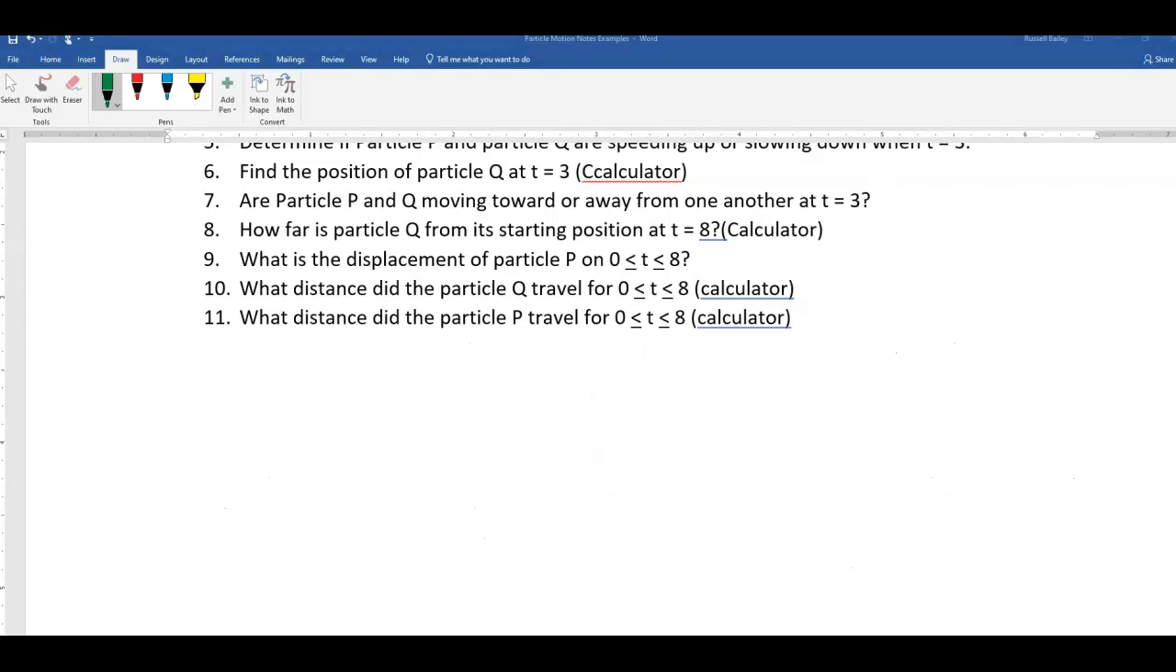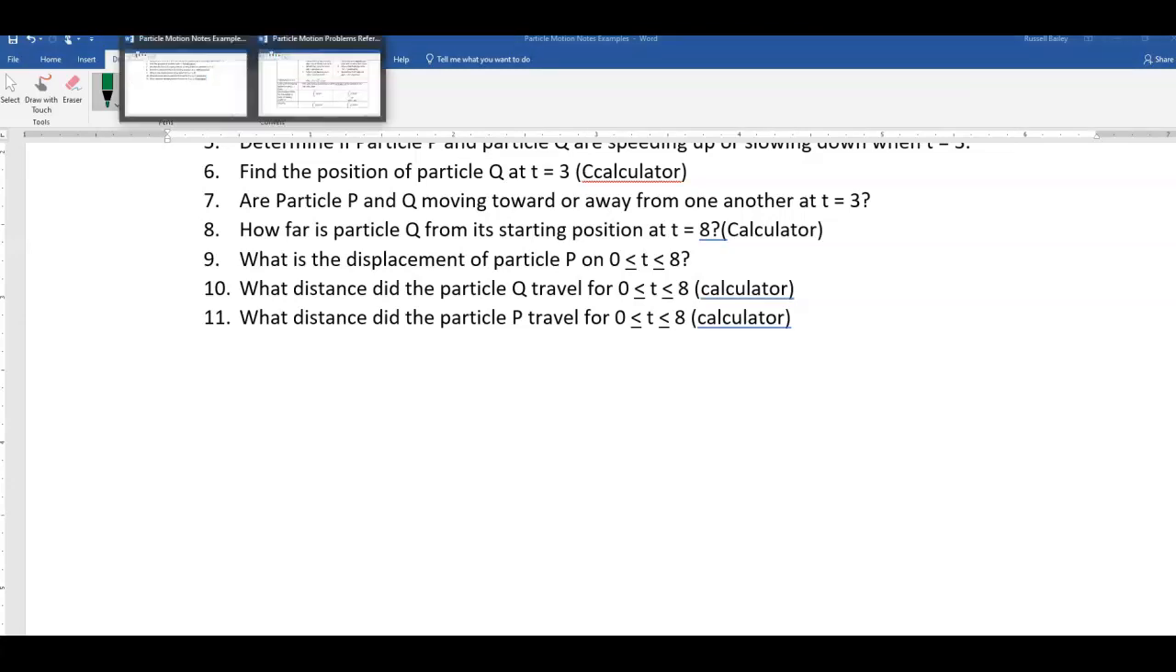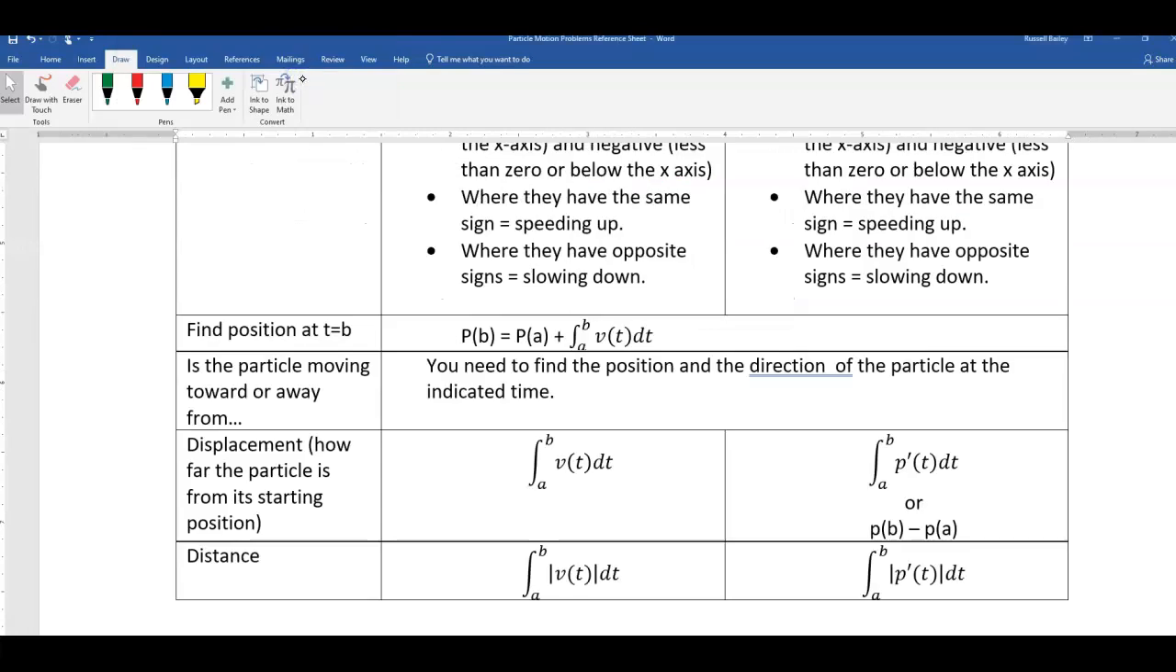All right, let's go ahead and move on to question number 8. The question is, how far is particle Q from its starting position at t equals 8? So, to find how far away it is from its starting position, I wonder if we have something like that on our reference sheet. Let me see. Well, there it is. It's the displacement formula here.